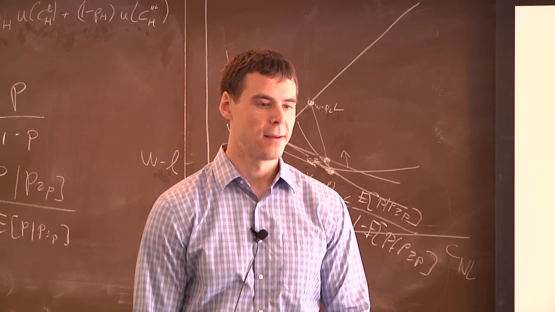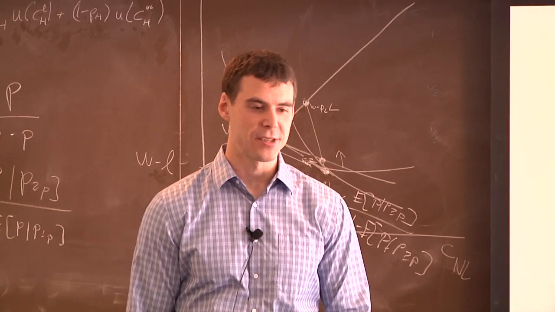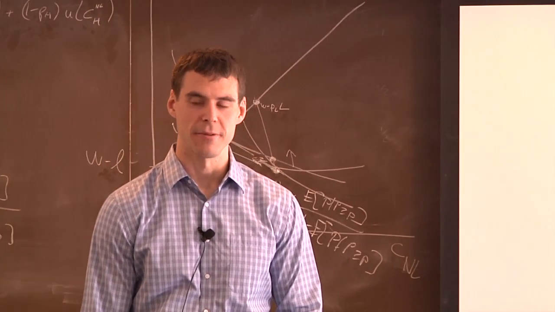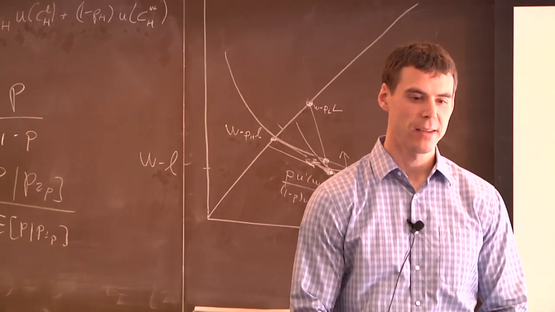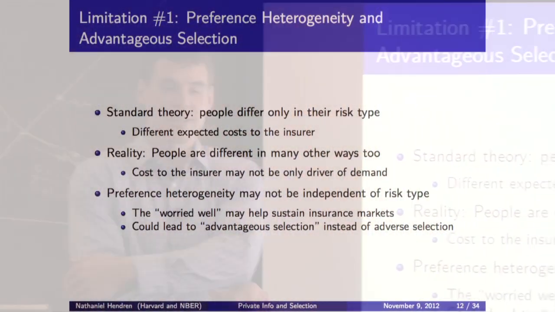Okay. So those are the three limitations I think that we're going to try to chat through here for the rest of the hour and a half. So I'll start with the first one: preference heterogeneity and advantageous selection.